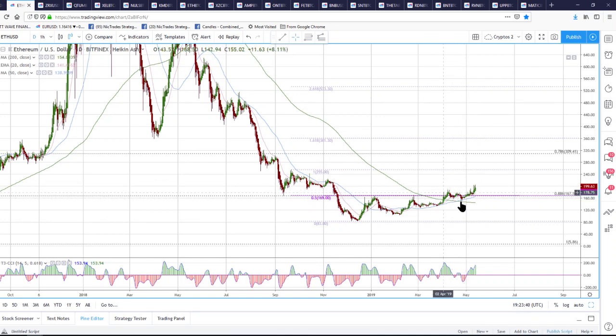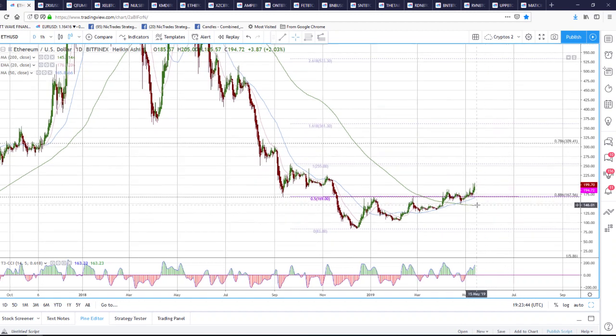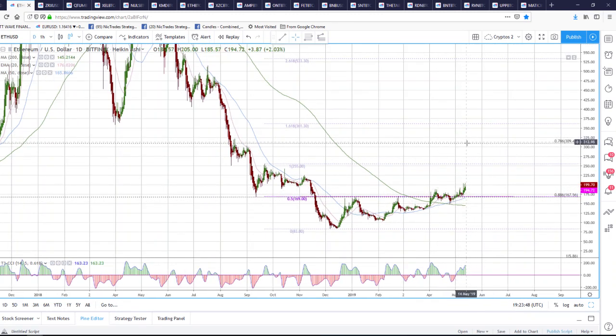And now we're holding this 200 moving average on the daily and all of these daily moving averages. For me, this is pretty bullish, and so I'm looking for that 399 level, and I'm looking for a strong bullish reversal in Ethereum as well, and I expect it to be the next one to follow on.